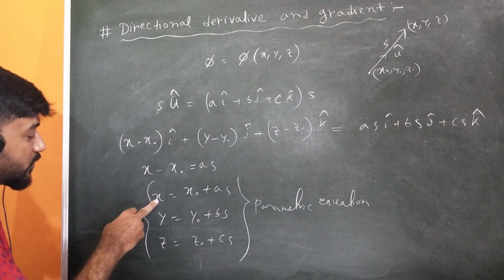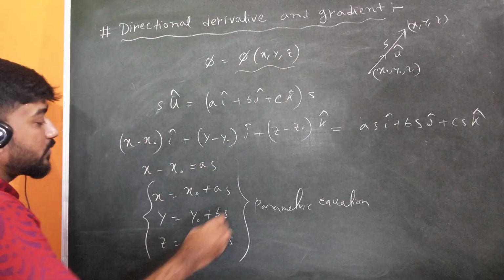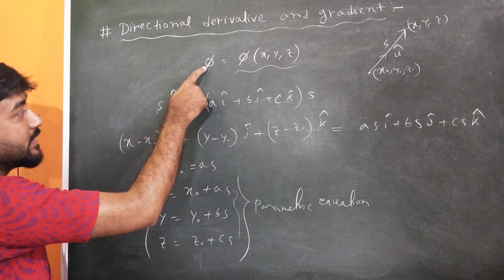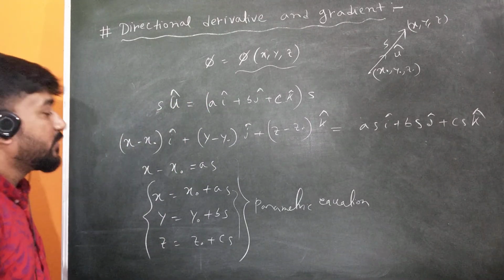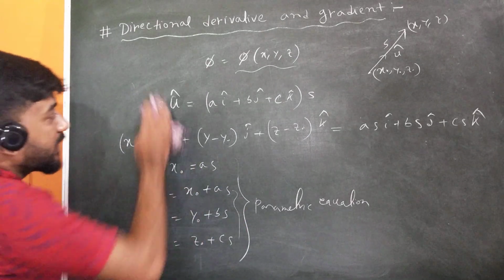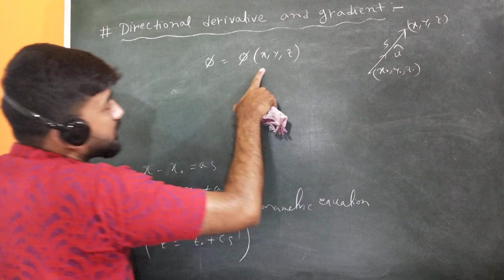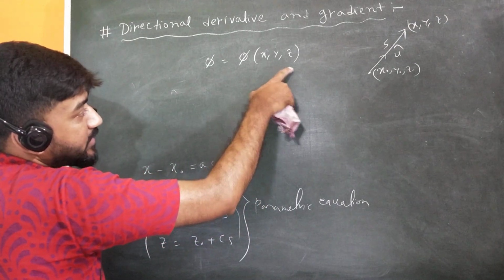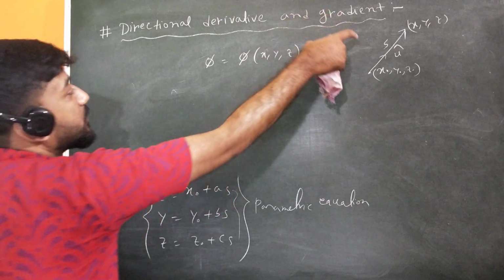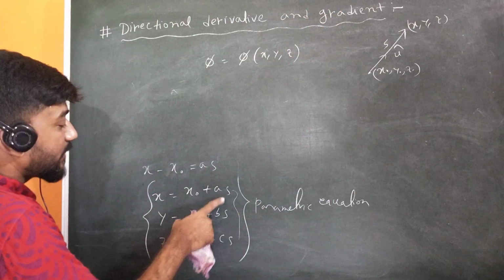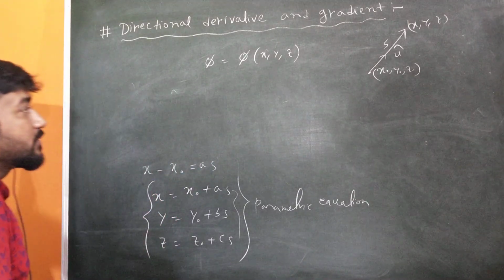Now if you put this x, y and z in this function phi of x, y, z, then this function will convert into one variable s, so that you can easily find d phi upon ds, which is the directional derivative. In general the function phi is in the form of x, y, z. Then you put x, y and z in terms of s, and finding d phi upon ds will be very easy.